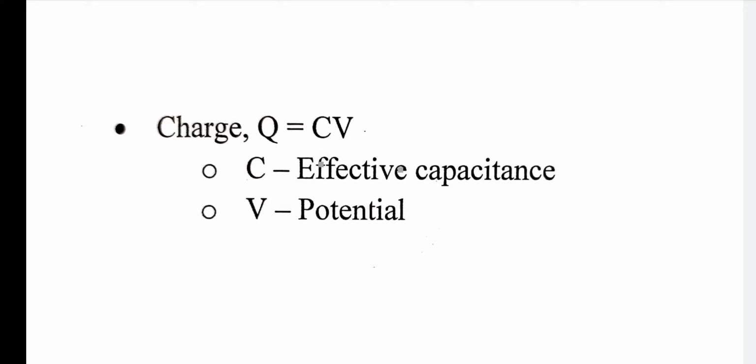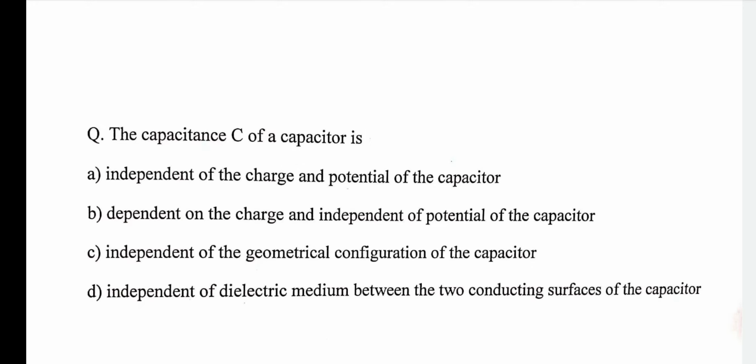That means for a given potential, the maximum charge that can be given to the capacitor is Q. If another potential is applied, another charge will be obtained for the same capacitor. So, the capacitance is independent of the charge and potential and depends on the geometry of the capacitor and the dielectric medium in the capacitor. So, among the 4 options, option A is the correct answer.